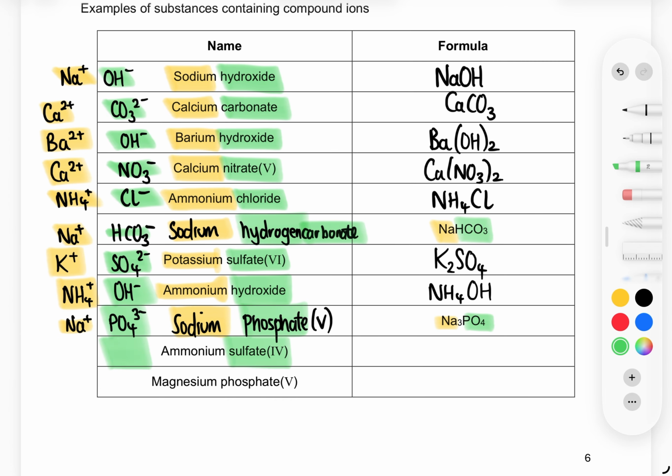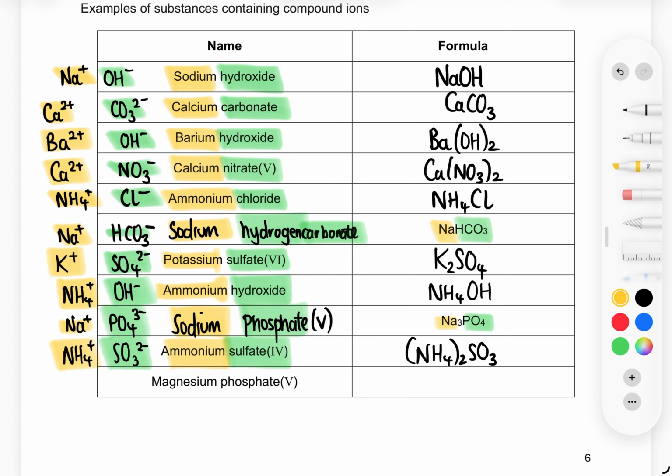We've got to do the sulfate 4 with the ammonium here. So ammonium we've memorised, NH4+. Sulfate 4 is where we're SO3 2-. So we're going NH4 twice, SO3.